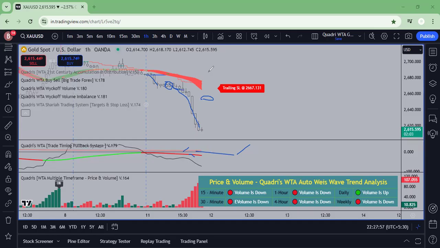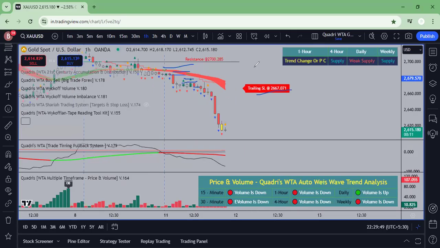I will not place my stop loss over here, because if you want, you can go for it, but I already have a tool which gives me a trailing stop loss. So if the stop is here, or you want to place your stop above this one or above the last swing, it is up to you to decide which side you want to go.